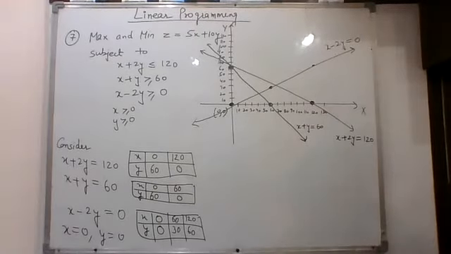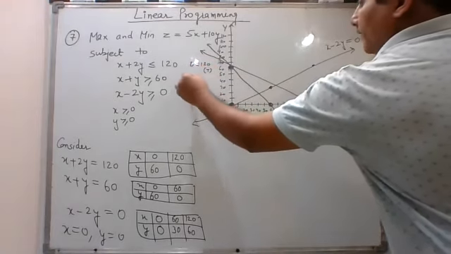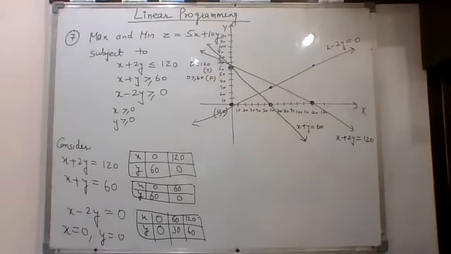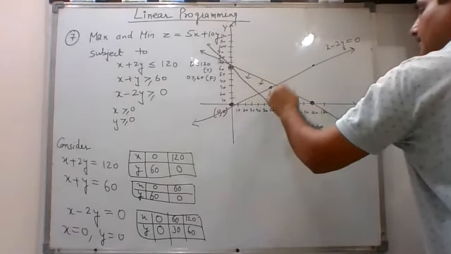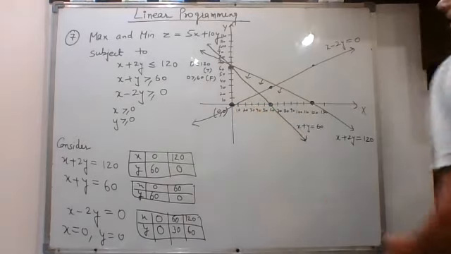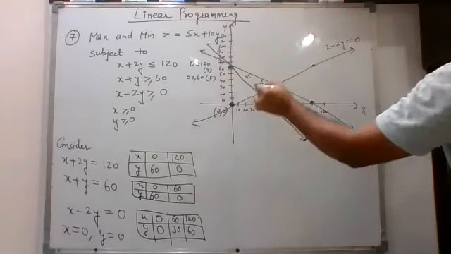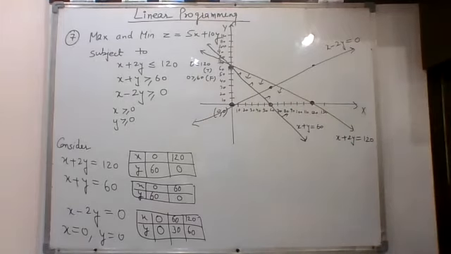Okay, so after this, let us decide the direction of these lines. For the first line, when you put x is equal to 0 and y is equal to 0, you can see that you will get 0 is less than 120. So 0 is less than 120, it's a true statement. Here, 0 is more than 60, which is a false statement. That means for this line, you have to move downwards. So this is the direction which you have to follow towards the origin. And for this line, x plus y is equal to 60, it is false. So that means you have to move upward. So this will be the direction which you have to take into consideration.